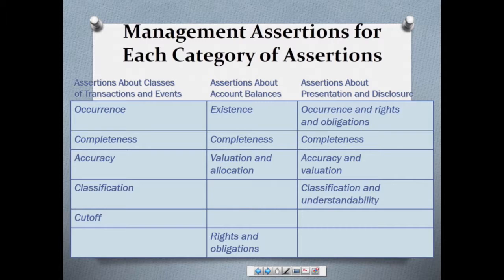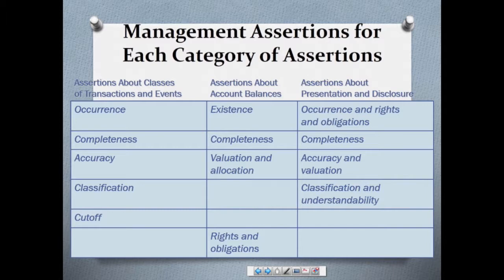How do they gather evidence about it? If we're talking about occurrence, they're going to start with the sales journal and vouch that to source documents, which in this case would be the shipping documents, because that tells us that it shipped, so we can recognize revenue. That's in accordance with GAAP. And remember, the assertions are tied to GAAP.